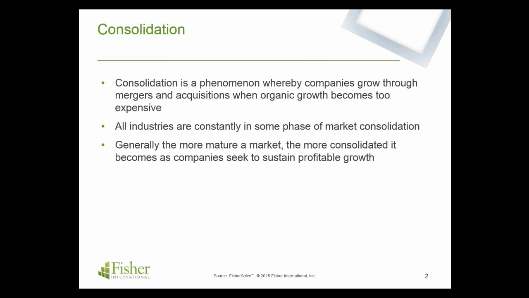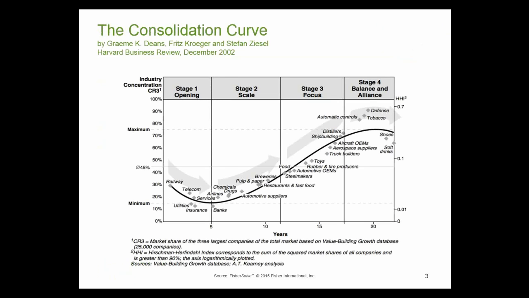And it is a measure of the merger and acquisition activity in any business, which happens when organic growth really is exhausted and the owners of the company still demand growth. So all industries are always in some phase of market consolidation, and generally the older the market, the more mature the market, the slower the market is growing, and the more merger and acquisition activity we can find. So let's see if that fits in with our understanding of the pulp and paper business.